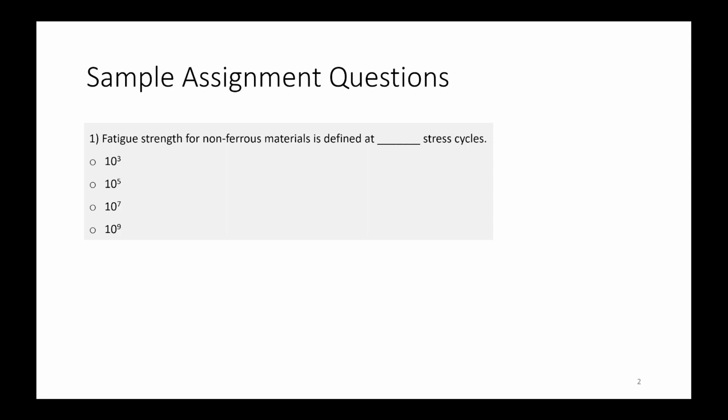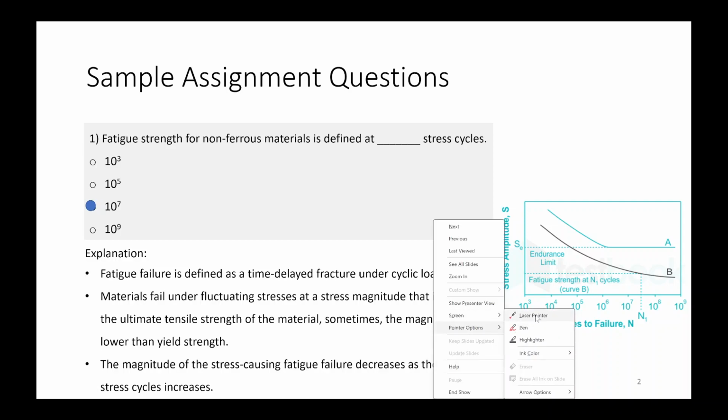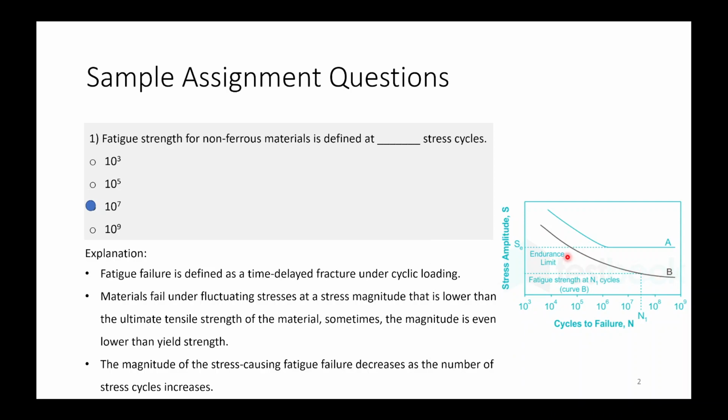So first question is fatigue strength for non-ferrous materials is defined at blank stress cycles. Your options are 10 to the power 3, 10 to the power 5, 10 to the power 7 or 10 to the power 9. So your answer will be 10 to the power 7. So this is how your non-ferrous materials S-N curve looks like.